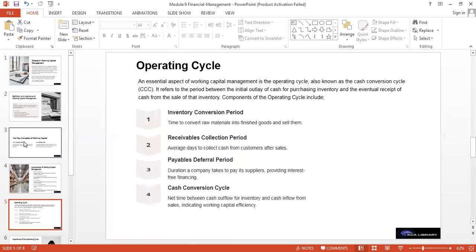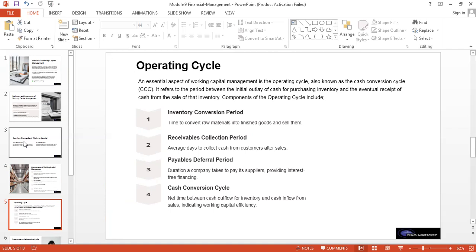A major part of understanding working capital management is also the operating cycle. And what does it mean? It is also known as the cash conversion cycle, and it refers to the period between the initial outlay of cash for purchasing inventory and eventual receipt of cash from the sales of that inventory.